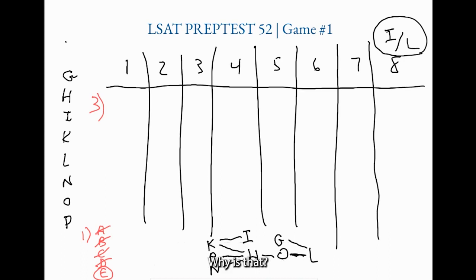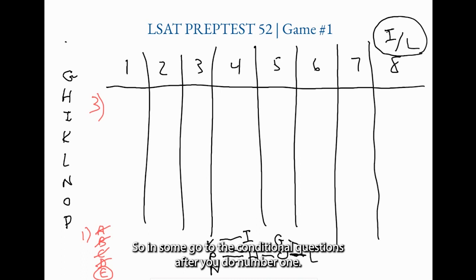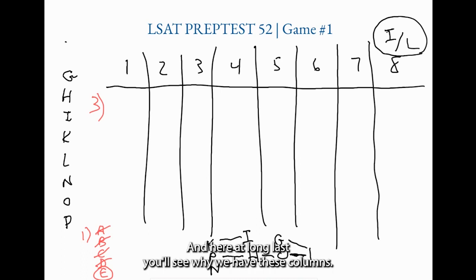Why is that? Well, they give us more information, for one thing. We have another basically a rule that applies to this particular question. So more information to consider. And then secondly, if we do them first, the inferences, the possibilities that we draw from working on the if questions, the conditional ones, will help us later when we get to the so-called global questions, the ones that don't have if at the front. So in sum, go to the conditional questions after you do number 1, and here, at long last, you'll see why we have these columns.